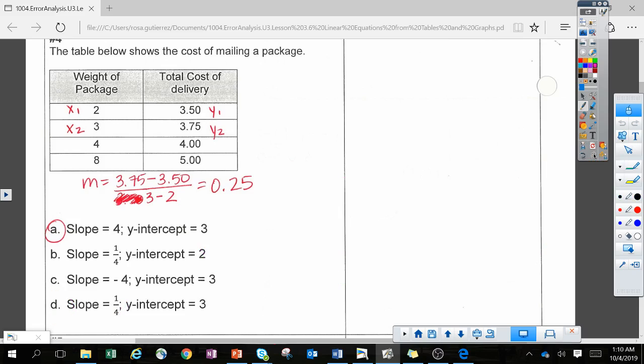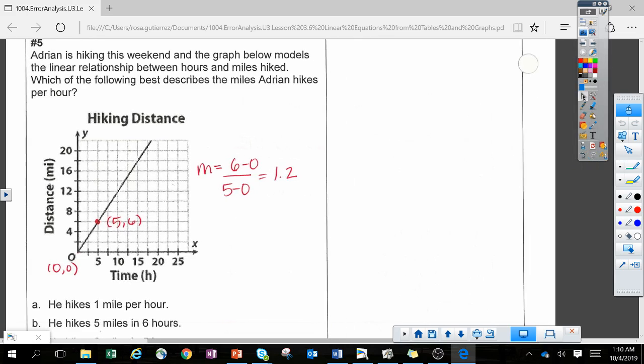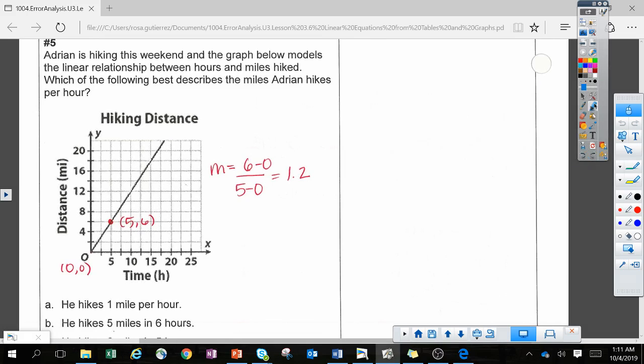Okay. Let's look at number 5. All right. So here we have a situation. Adrian is hiking this weekend, and the graph below models a linear relationship between hours and miles hiked. Which of the following best describes the miles Adrian hikes per hour? Now, notice that they're saying miles. Oops. I'm going to highlight this. Miles Adrian hikes per hour. So they're asking for the rate of miles per hour. That's my rate that I'm looking for.